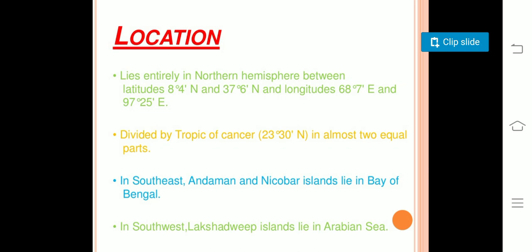And India is divided by Tropic of Cancer, 23 degree 30 minutes north, in almost two equal parts. Therefore, southern India enjoys tropical climate and northern India enjoys subtropical climate. In southeast, Andaman and Nicobar Islands lie in Bay of Bengal. In southwest, Lakshadweep Islands lie in Arabian Sea.